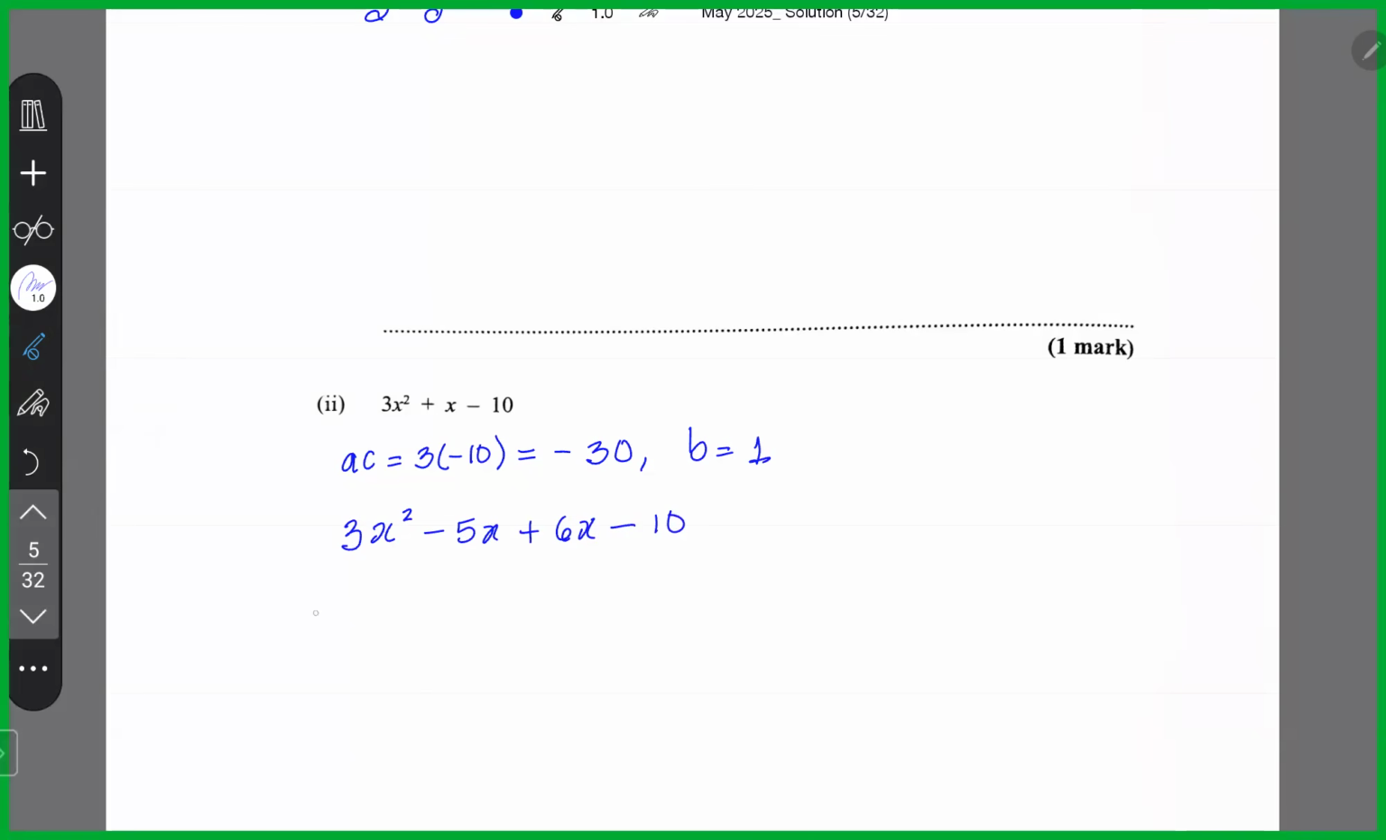Common to the left is x. x into 3x squared is 3x. x into 5x is 5. Over to the right, 2 is common. 2 into 6x is 3x. 2 into minus 10 is minus 5. Now common to the left and the right is 3x minus 5. And in the next bracket, we're going to get x plus 2.